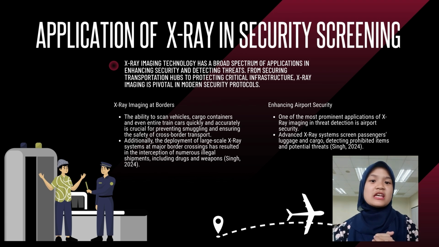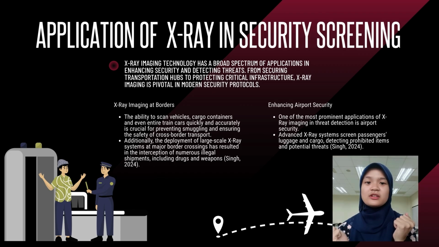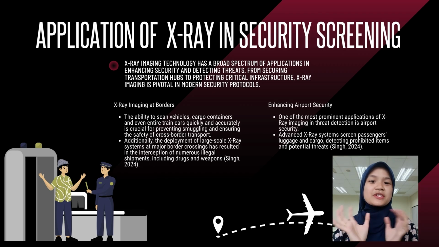X-ray imaging technology has a broad spectrum of applications in enhancing security and detecting threats. From securing transportation to protecting critical infrastructure, X-ray imaging is pivotal in modern security protocols. X-ray imaging at borders: the ability to scan vehicles, cargo containers, and even entire trains quickly and accurately is crucial for preventing smuggling and ensuring the safety of cross-border transport. Additionally, the deployment of large-scale X-ray systems at major border crossings has resulted in the interception of numerous illegal shipments, including drugs and weapons.